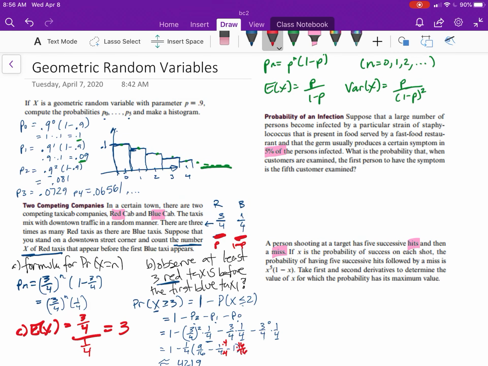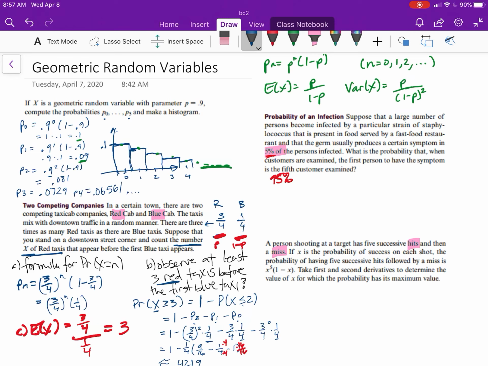All right. Next one, this probability of an infection. Suppose a large number of persons become infected by a particular strain of some sort of food poisoning at a fast food restaurant, and the germ usually produces a certain symptom in 5% of the persons infected. So 95% wouldn't even know, or they don't get a symptom. So what is the probability that when customers are examined, the first person to have the symptom is the 5th customer examined? Okay.